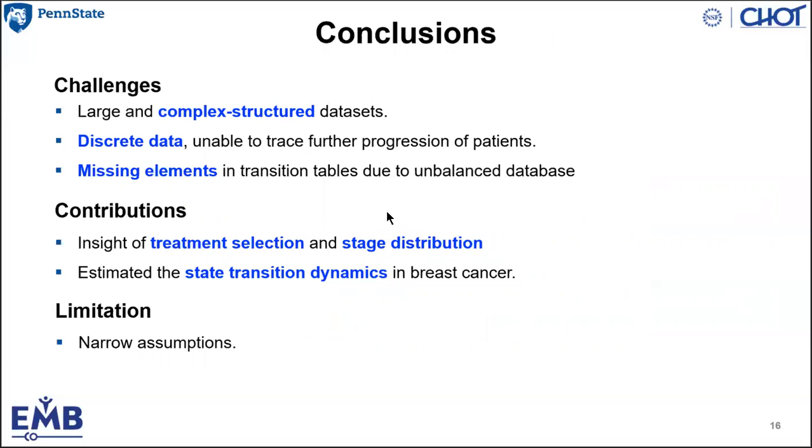In total, in this research, we encountered some challenges like large and complex structured datasets and discrete data, which makes us unable to trace the further progression of patients. And because of this, there are some missing elements in our transition probability table. Our contributions are that we looked into the data to get some information about the treatment selection and the stage distribution. And we estimated the transition dynamics in breast cancer. The limitation of our research is that there are some narrow assumptions in our problem setting.